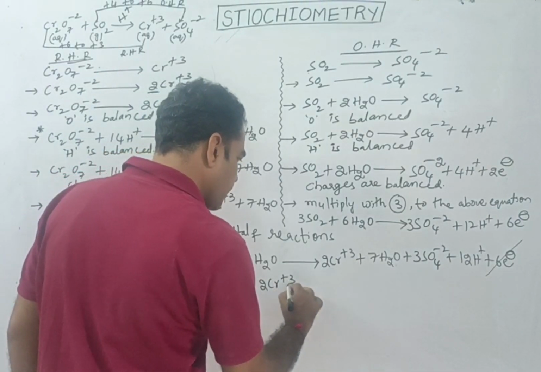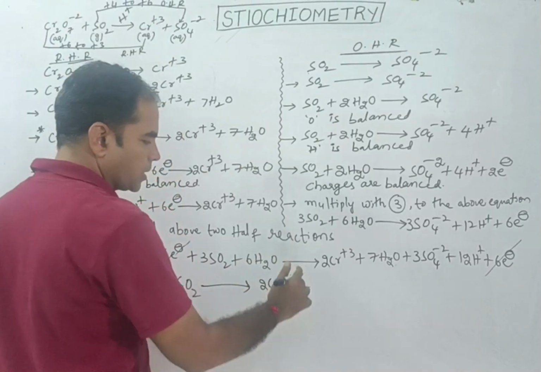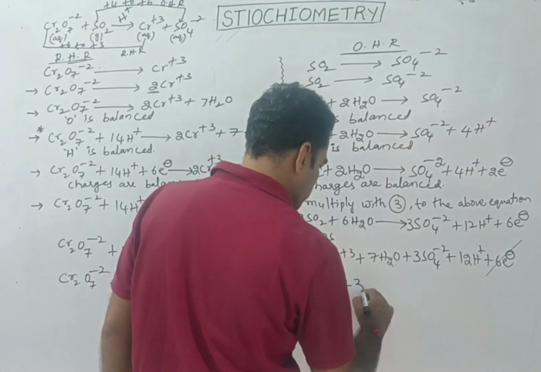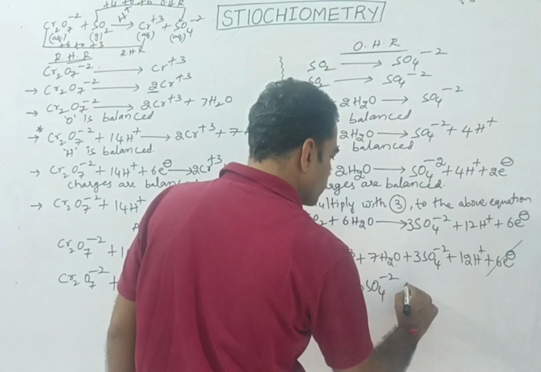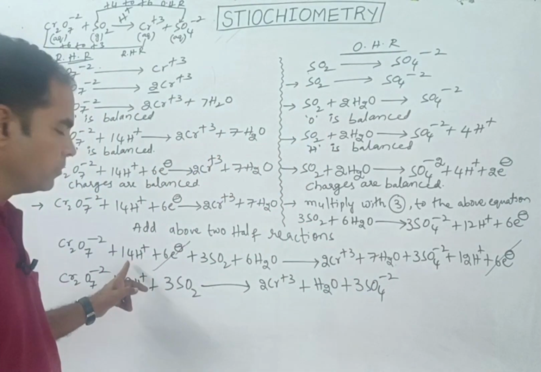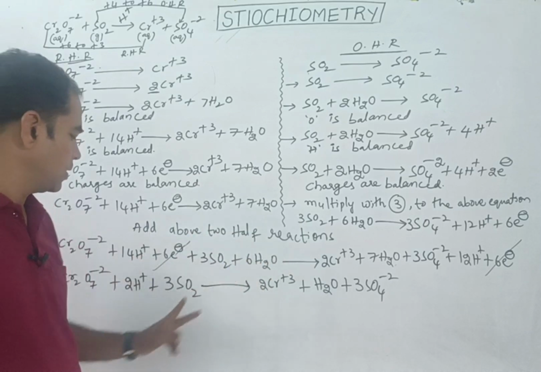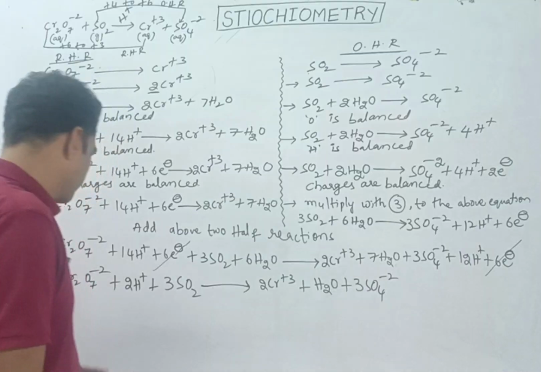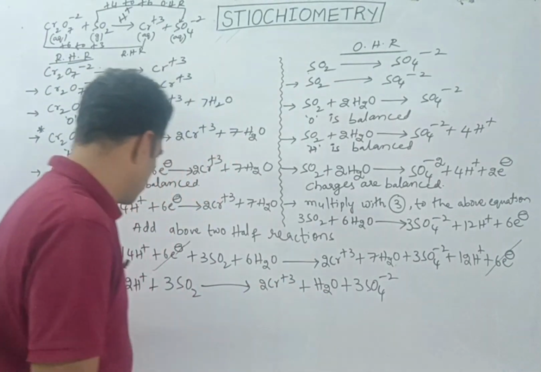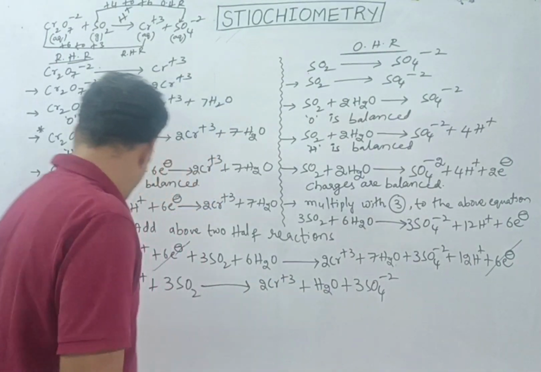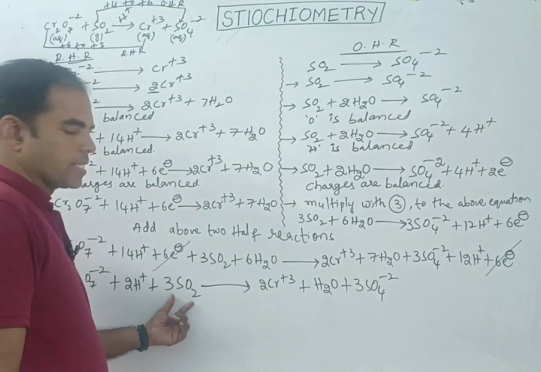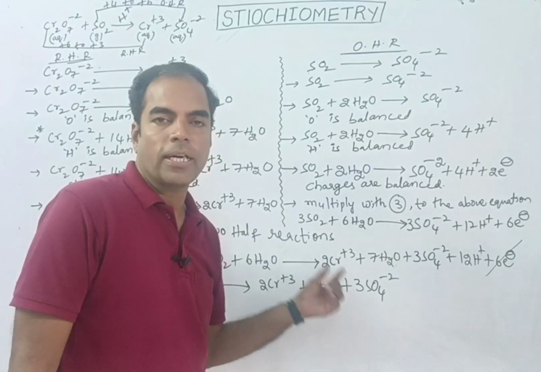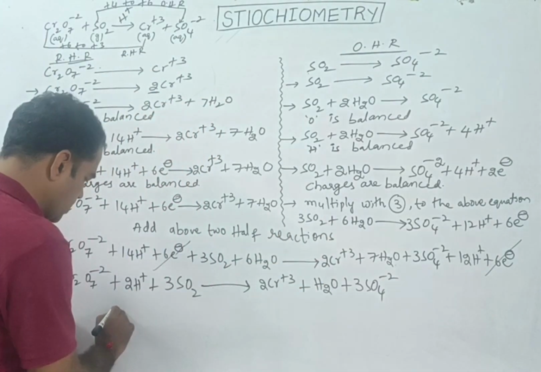2Cr plus 3 plus, here 7H2O minus 6H2O, that means 1H2O, plus 3SO4 minus 2. Already 12H plus we subtracted from 14H plus, 14 minus 12, that means 2H plus. Observe here how many chromiums? 2 chromiums. Here 2 chromium. 2H plus, here 2 hydrogens. 3S. Oxygens: 7 oxygens, 3 times 4 is 12, and 1, 12 plus 1, 13 oxygens. This is the finally balanced chemical equation.